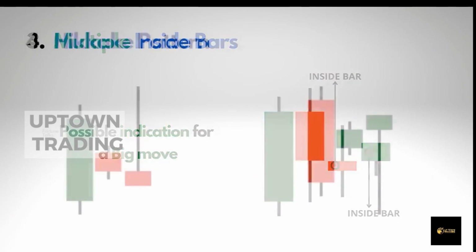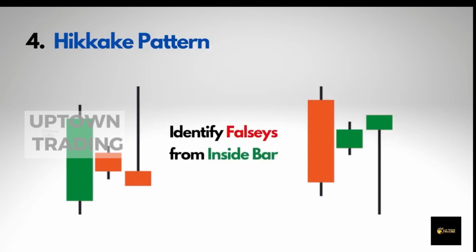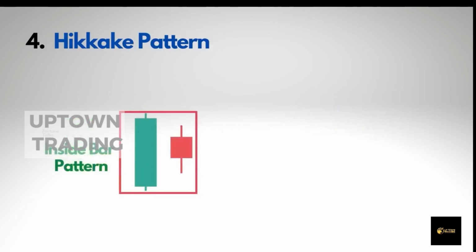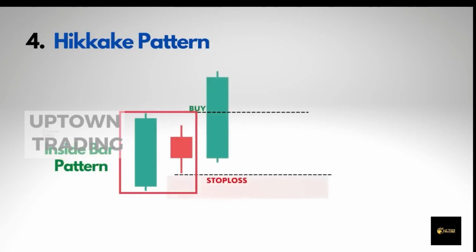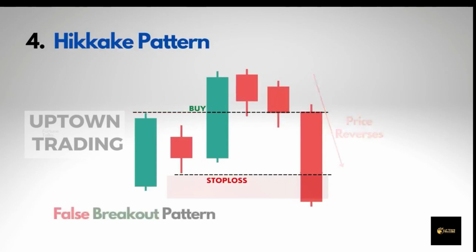Now the fourth type is the Hikkake pattern, which is a variation of the inside bar. This is actually a must-know pattern for all traders because it helps you identify a false breakout from the inside bar pattern. Imagine this situation. You identified an inside bar and you are hoping that the market will go higher, or simply you have a bullish outlook. So you go long when the price breaks above the high of the inside bar. But the next thing you know, the market does a 180-degree reversal and collapses lower, and you are now in deep loss. This is what we call a Hikkake pattern, which is a false breakout pattern. Now there are two variants of the Hikkake pattern.